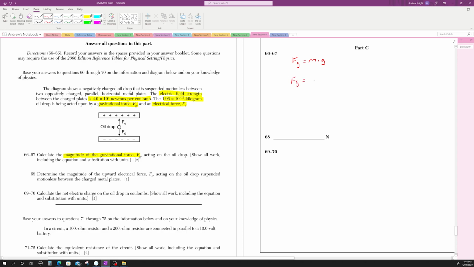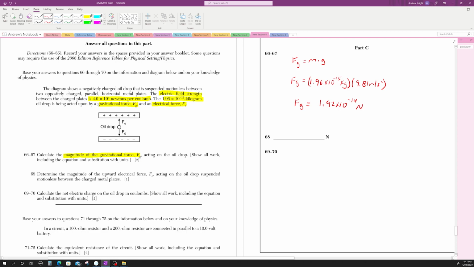My mass of this particular oil drop is 1.96 times 10 to the negative 15 kilograms. What's g? Well, that's gravity, 9.81 meters per second squared. So the Fg, or the weight of this oil drop, the force of gravity acting on this oil drop, is 1.92 times 10 to the negative 14 newtons.